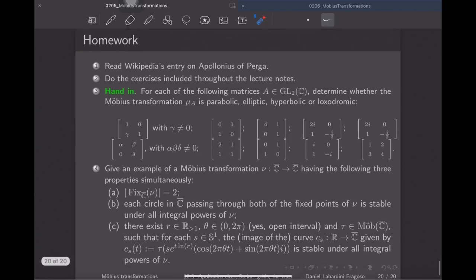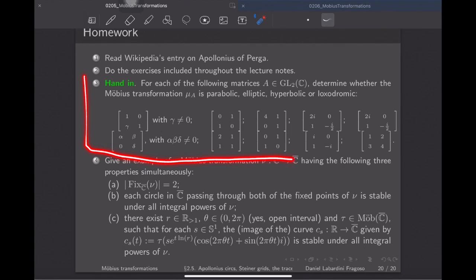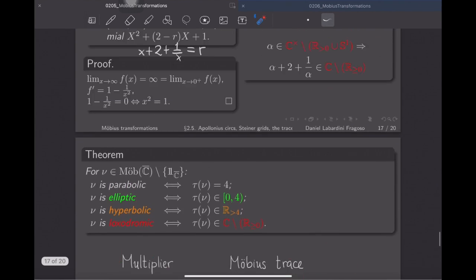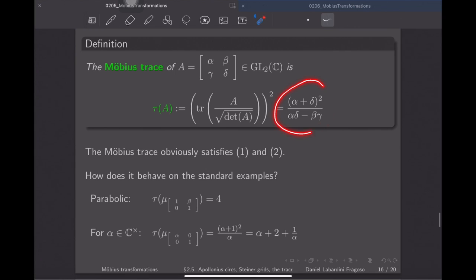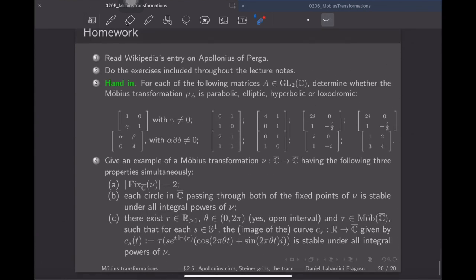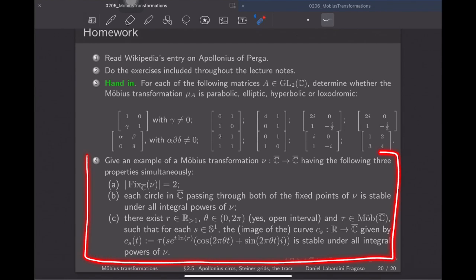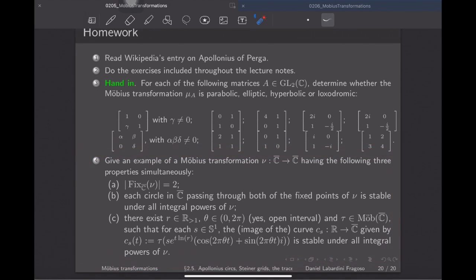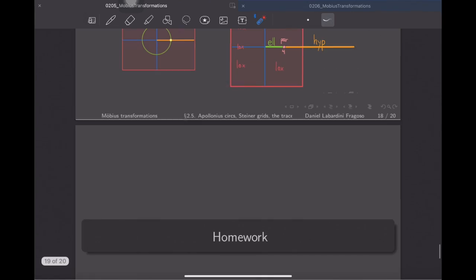Then some homework, to hand in: decide the type of the Möbius transformations of these matrices. So it's many matrices, right? It's 10 of them, but you have a simple formula, right? So it shouldn't be that hard. And then I warned that this fourth exercise, think about it, because it's actually a hard problem. Okay, so that's the review.